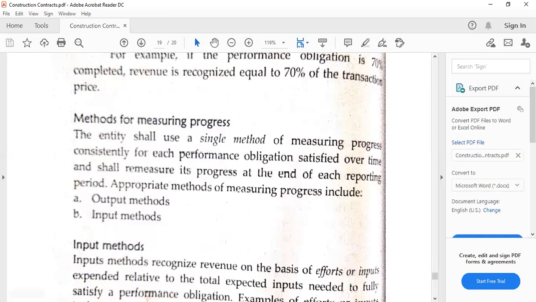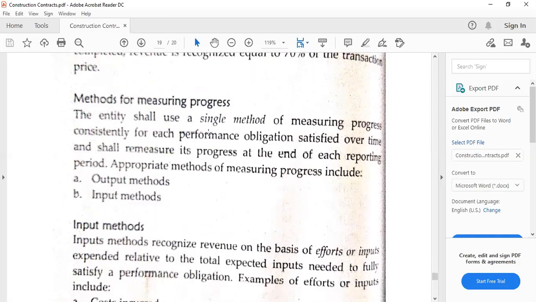for the discussions involving construction contracts. For the methods for measuring progress, the entity shall use a single method of measuring progress consistently for each performance obligation satisfied over time. So clearly here, this is the emphasis of over time, because at a point in time applies if we do not satisfy all the requirements. If we satisfy all the requirements from steps 1 to 5, then we are going to use over time. And we have to remeasure, and we account for the changes prospectively, meaning in the current and future periods, at the end of each reporting period.